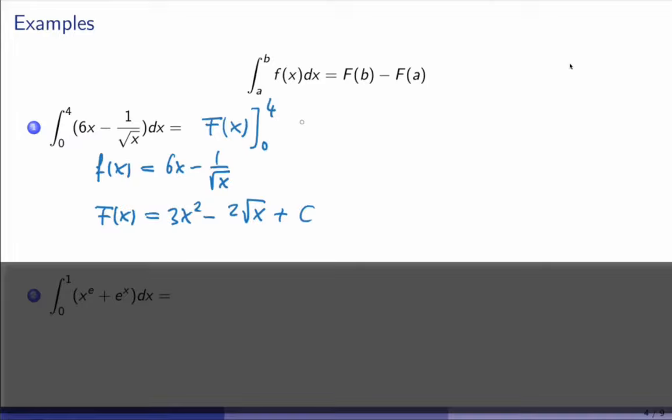So that's one way to write it. Or we can write it as F of 4 minus F at 0. And so now I take this function which I just found, I take the antiderivative, sub it in there, and get the numbers. So let's do this.